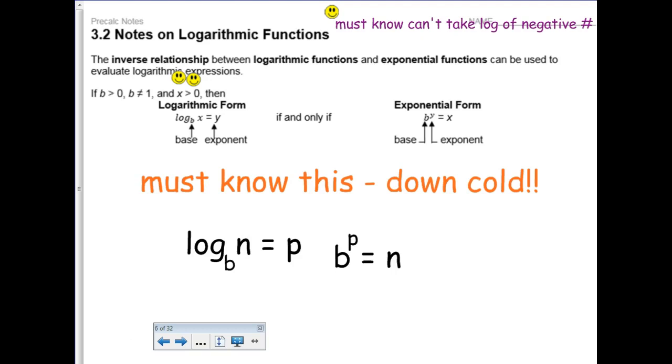Long-term goal, guys, remember the no calculator part of your SAT test? Yeah, this is one of the skills that they're going to expect you to know. Plus, knowing how to transfer between the forms is really integral to when we go to solve logarithmic and exponential equations. So we need these skills to build up on.